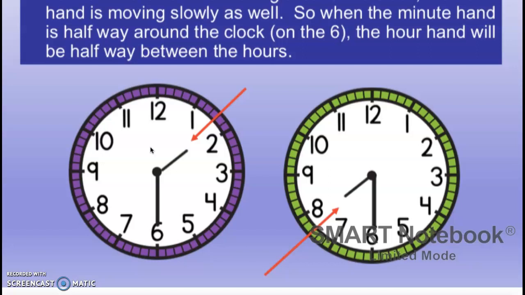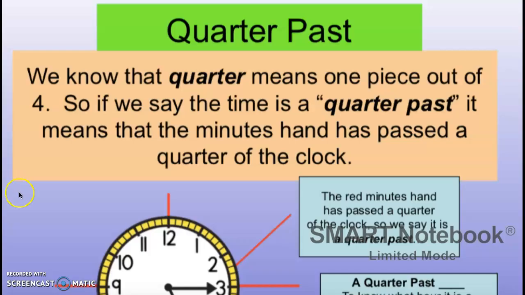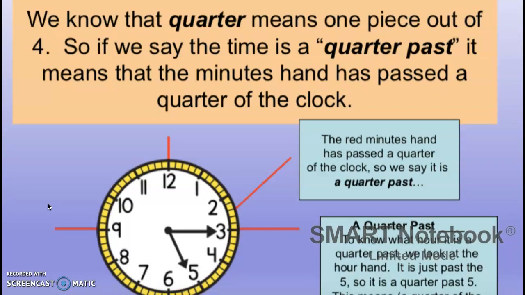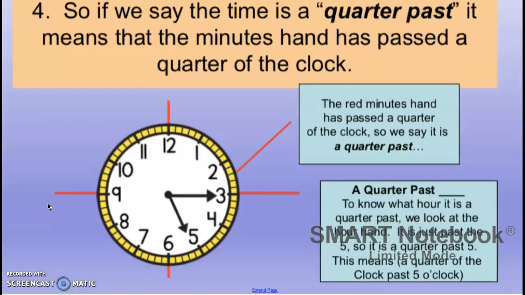Okay, you go ahead and say the green one. Yes, that is correct. It's not quite 8 o'clock, so it's 7:30. All right, let's keep moving on. All right, quarter past. We know that quarter means 1 piece out of 4. So if we divide our clock into fourths. So if we say the time is a quarter past, it means that the minute hand has passed a quarter of the clock. Okay, so you see these red lines here, and that's what it's wanting to point out to you. So we're going to divide this clock into fourths.